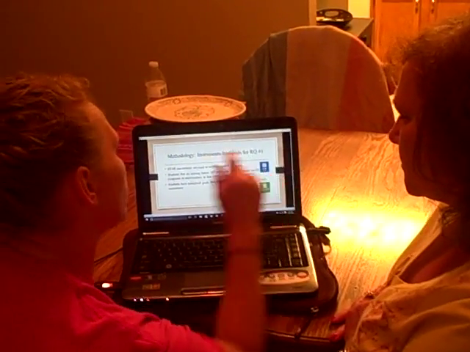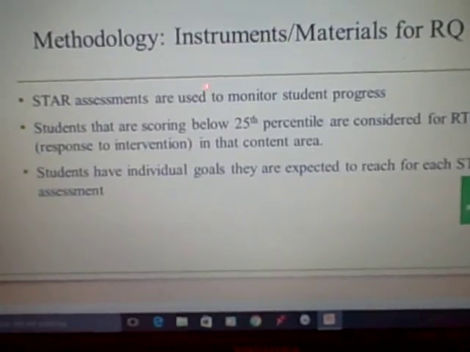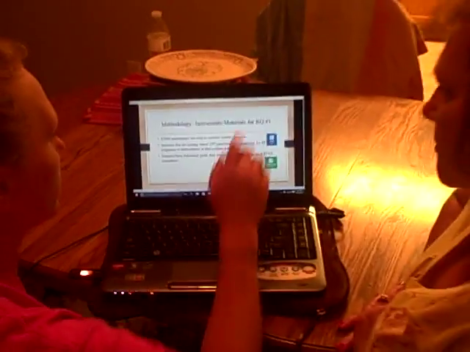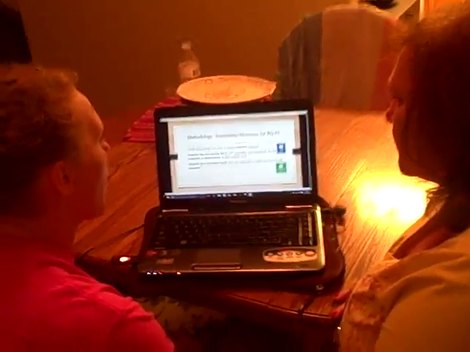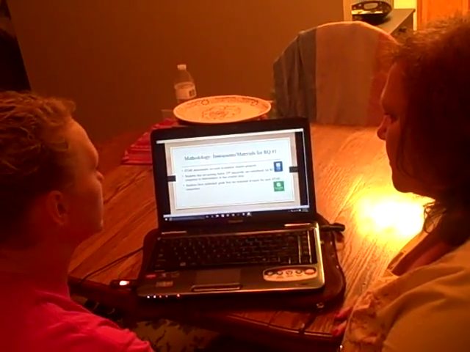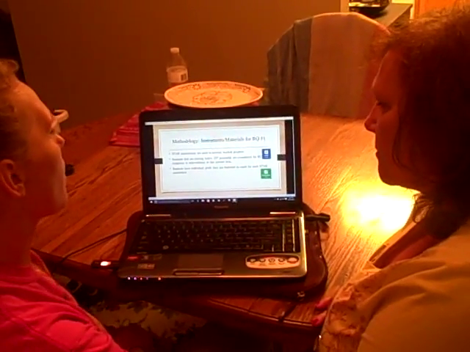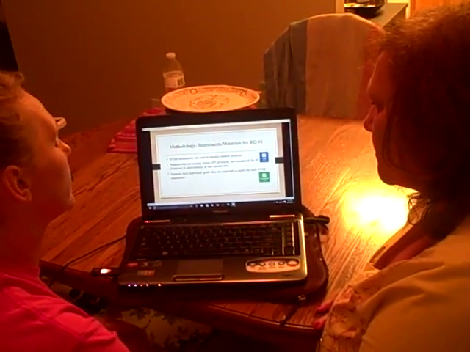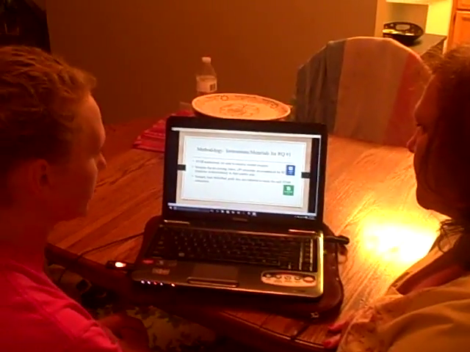These are just a couple pictures of what STAR Math and Accelerated Math look like. The STAR assessments are used to monitor student progress. Students that are scoring below the 25th percentile are considered for RTI, response to intervention, in that content area. So we look at the data from the STAR assessments, and if the students are below that 25th percentile, they are considered to be in urgent intervention, is what they call it. So we have to place them in that intervention for that content area.